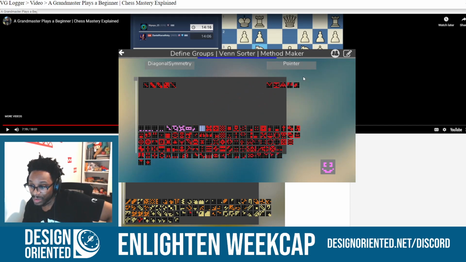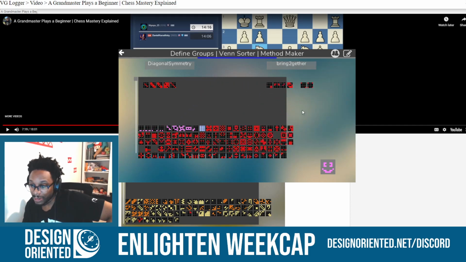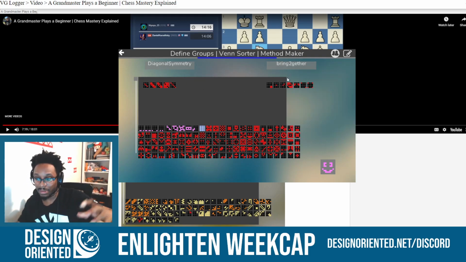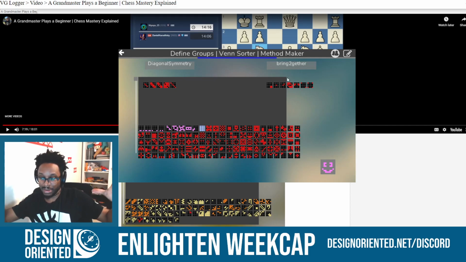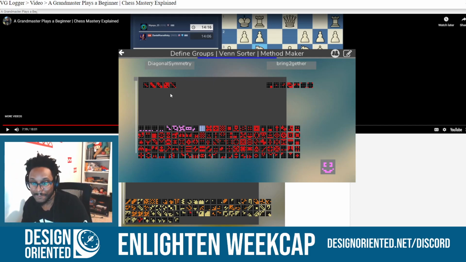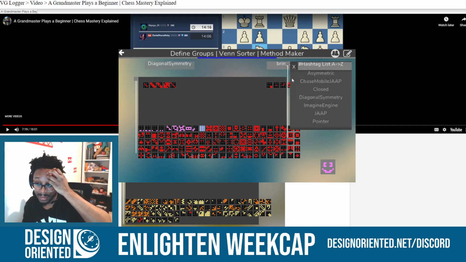Pointer. All the puzzles that are pointer also don't have diagonal symmetry, which is interesting. It's starting to make me think. Bring together. Nope. None. The bring together puzzles are not diagonal symmetry. Bring together puzzles are puzzles where you just push the lights together at some point, and they go towards each other and they resolve. If diagonal symmetry puzzles have nothing in common with that, that means they always point in a direction, and then they never double back, which is interesting that those have no overlap. So, where's our overlap?